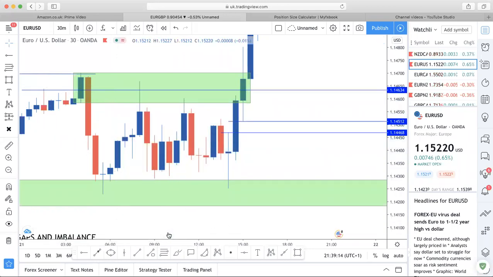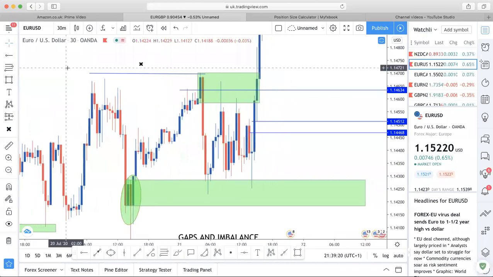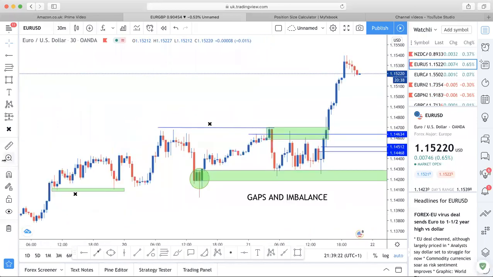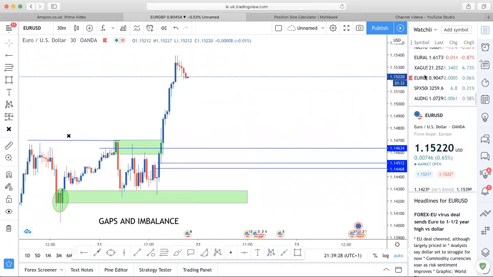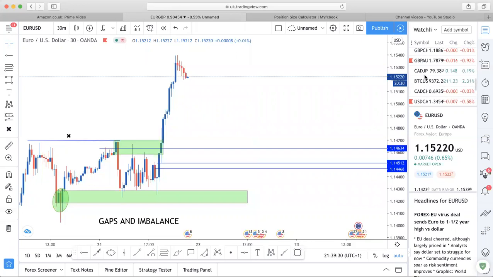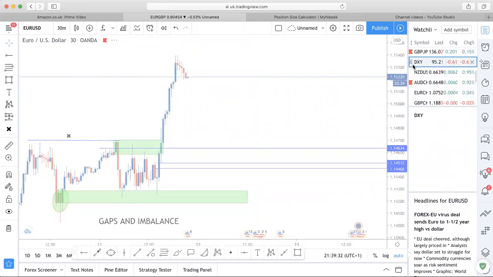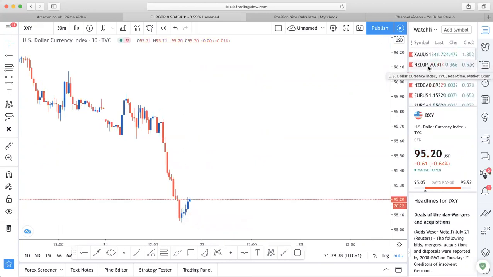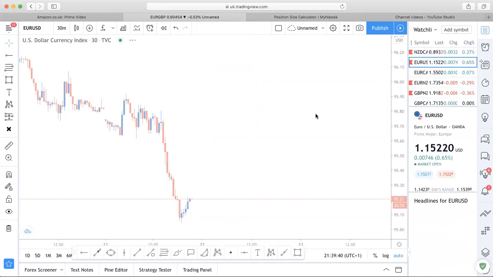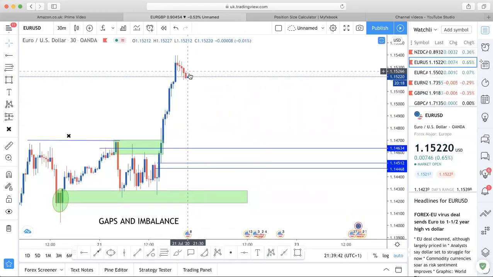So would you now expect the price to come down to fill the imbalance recently? I wouldn't be surprised if price comes back to fill this imbalance. See, price is already coming down right here. Let's look at what the DXY is doing. Look at the DXY going up. And look at the Euro USD starting to come down.